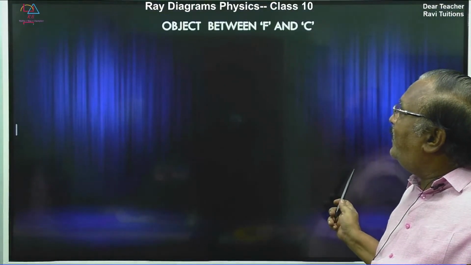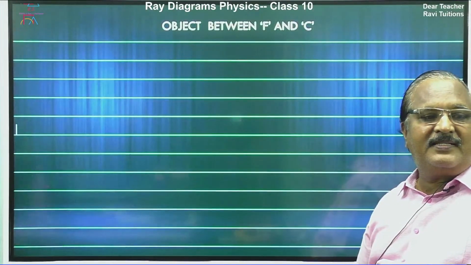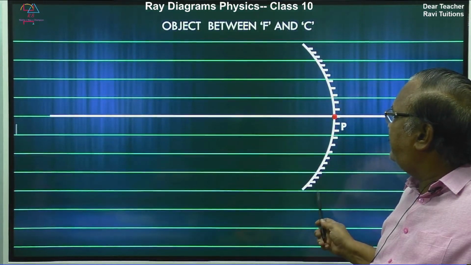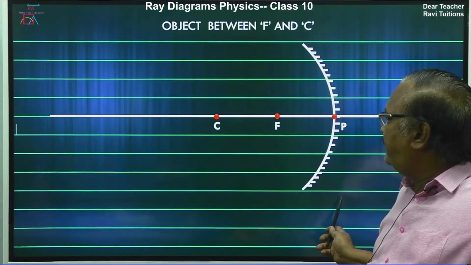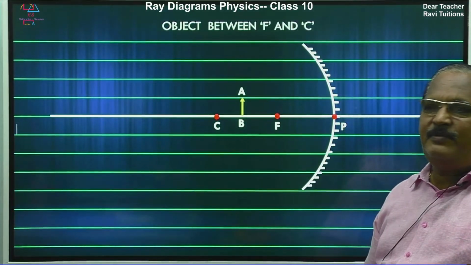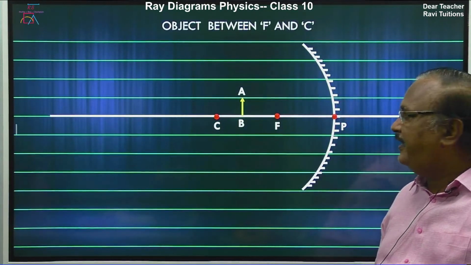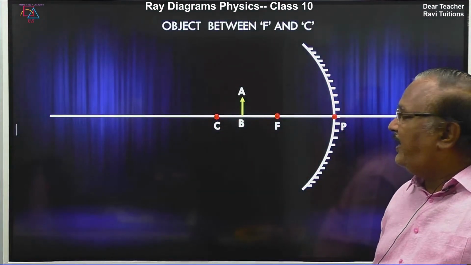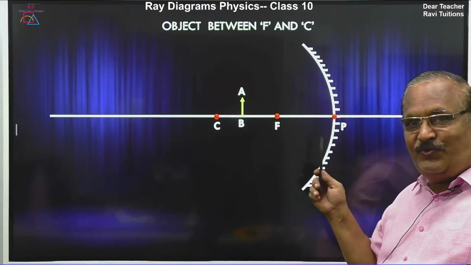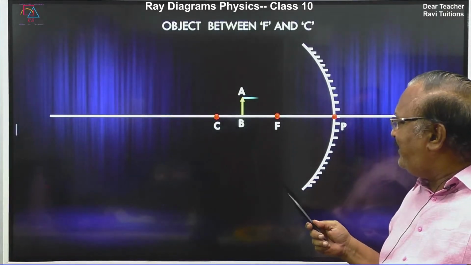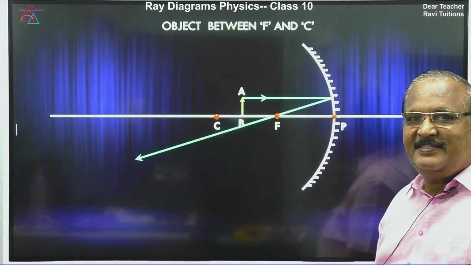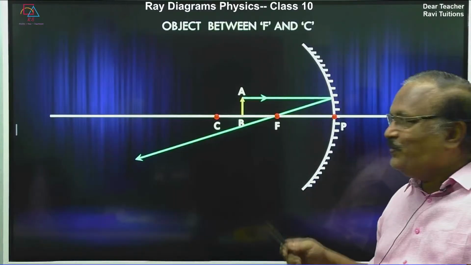Let us go to between F and C, that means between focus and center of curvature. Draw the entire setup for focus and center of curvature, and here is the image. Usually practice on graph sheets, and it will become easy. In this case also you have to draw a parallel line, and a line through the focus. You will have some complications in this. A parallel line, no problem, it goes like this. Now one more ray. How to draw one more ray?